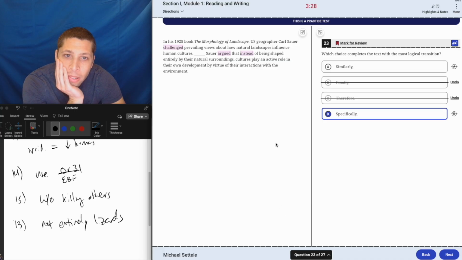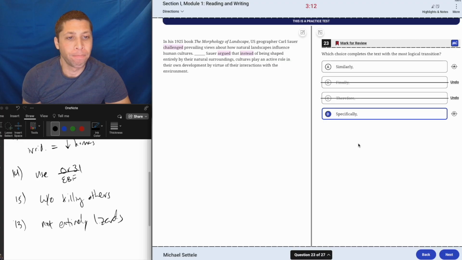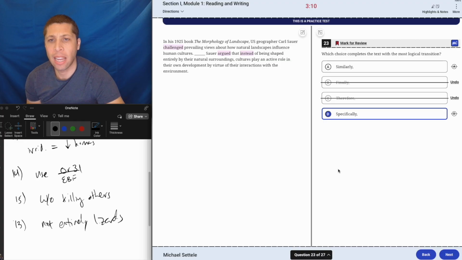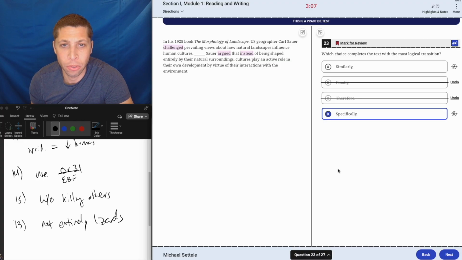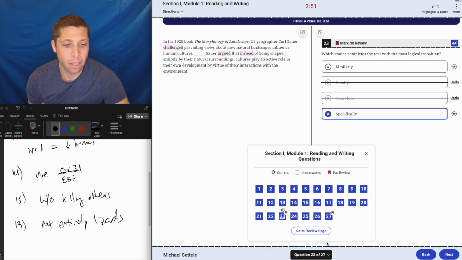In this thing, the guy challenged prevailing views. Specifically, he argued that instead of being shaped, yeah, that's a specifically. Similarly, it's not a similarly. Because it's the same argument. Right? It's the same argument. He challenged prevailing views. Similarly, he argued, it's the same argument. It's not a similar argument. It's the same argument. So specifically, we're saying specifically what he said.